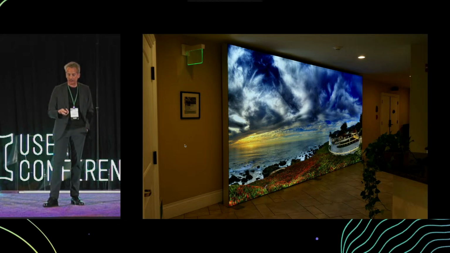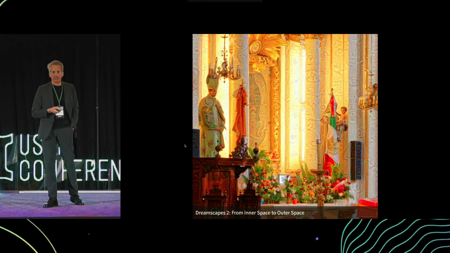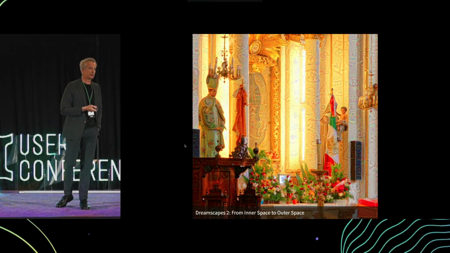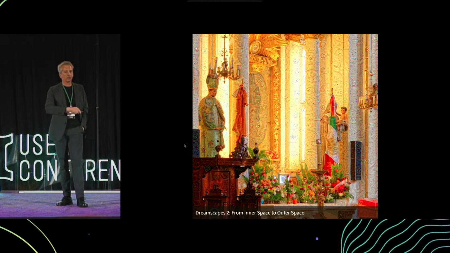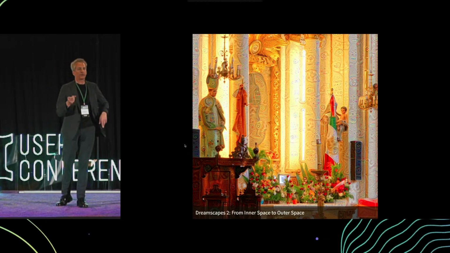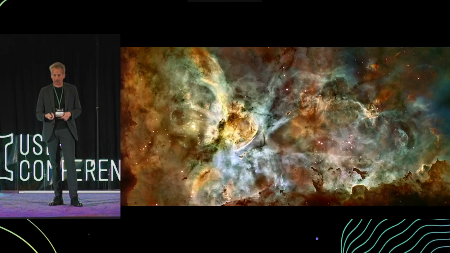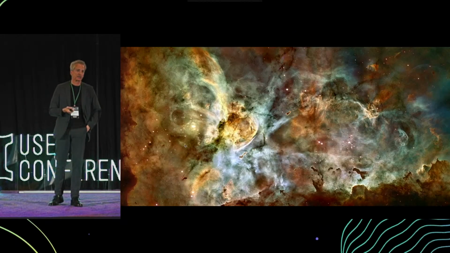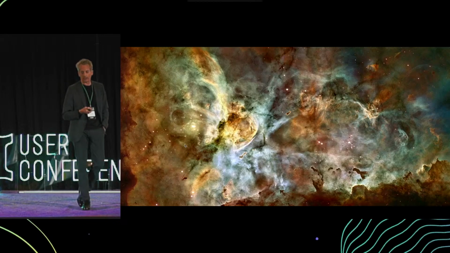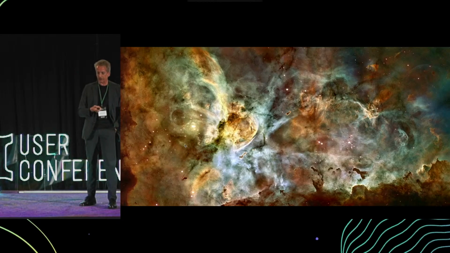Stop in at the hotel and you can see this in person. My next collection was called Dreamscapes 2, From Inner Space to Outer Space, where I experimented with using this technique on images from a variety of scales, from microscopic images that I got from a collaborator who was creating these incredible micro photographs of fossils and so on, all the way up to the Carina Nebula NASA picture that came out from the Hubble as part of their 17th anniversary.